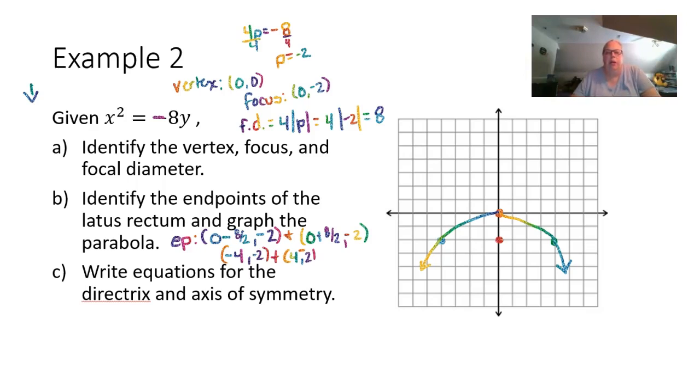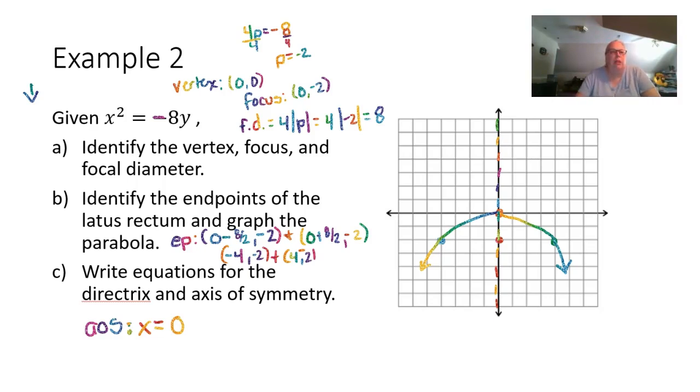All right. Part C, write equations for the directrix and for the axis of symmetry. The axis of symmetry, we've done this one a whole lot before. Since this one is a parabola that opens down, this is going to be x equals, and remember the axis of symmetry goes right through the vertex. And this line right here that I've drawn in as a dotted line is the line x is equal to 0, because that's what the x coordinate is for the vertex.